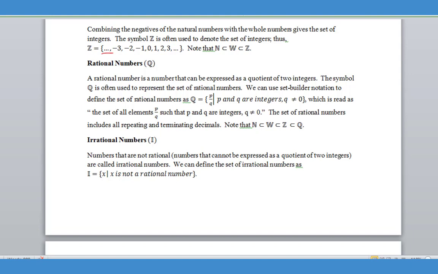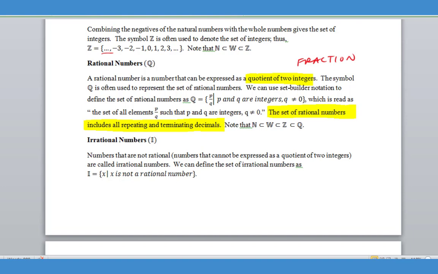If you look at the rational numbers, it says that it can be expressed as a quotient of 2 integers. This is really just a fancy term saying that it can be written as a fraction. Okay, so quotient, remember, is division, and so basically if you take 2 integers and you write them in a fraction notation, then it can be represented as a rational number.